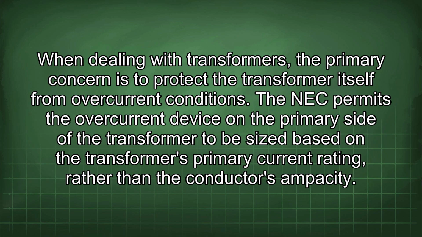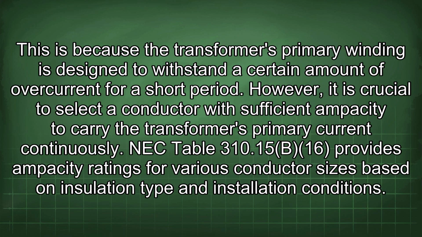When dealing with transformers, the primary concern is to protect the transformer itself from overcurrent conditions. The NEC permits the overcurrent device on the primary side of the transformer to be sized based on the transformer's primary current rating rather than the conductor's ampacity. This is because the transformer's primary winding is designed to withstand a certain amount of overcurrent for a short period. However, it is crucial to select a conductor with sufficient ampacity to carry the transformer's primary current continuously.